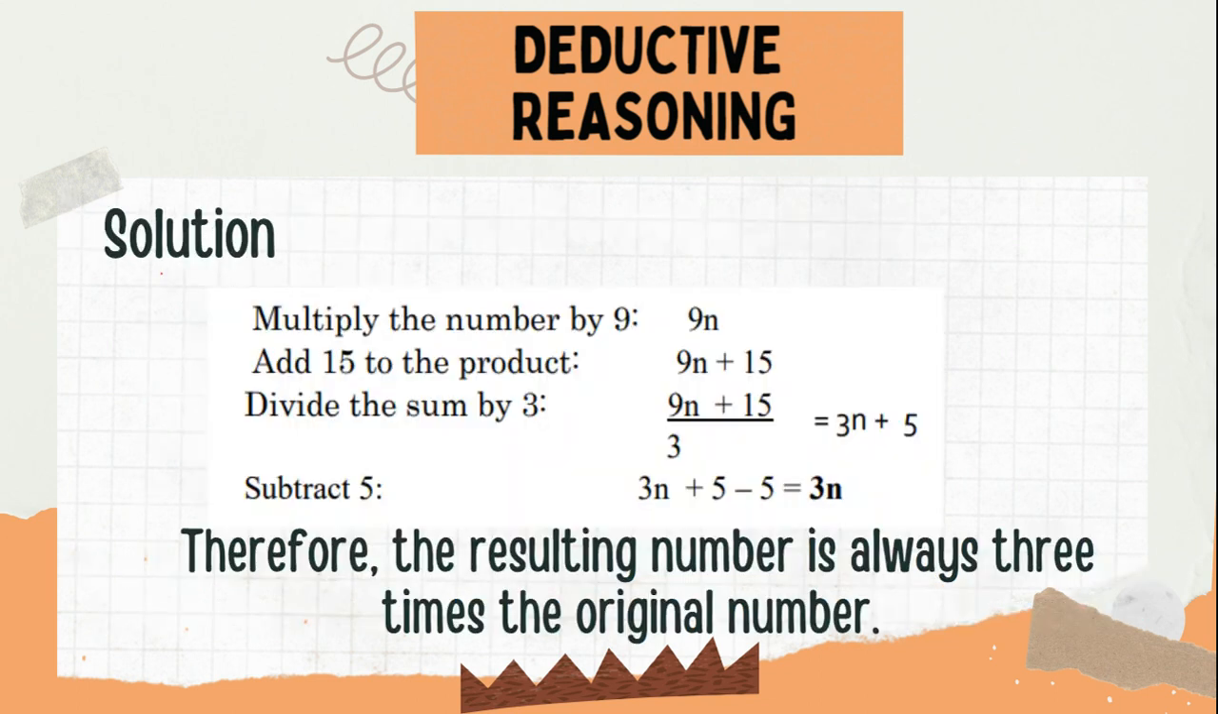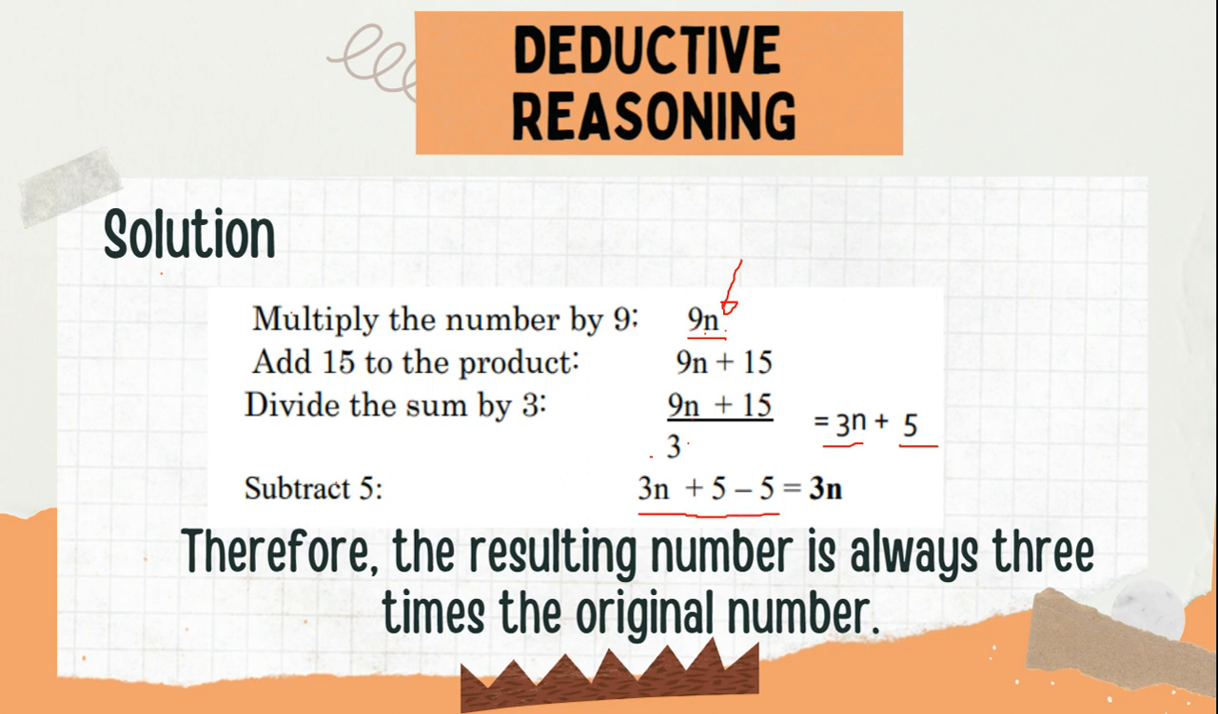So, solution, multiply the number by 9. So, 9n. So, ang n kay any number. So, again, we use algebra here kay para i-substitute tong number na imong i-multiply. So, 9n, then add 15 to the product. 9n plus 15, and divide the sum by 3. So 9n divided by 3 is 3n, 15 divided by 3 is 5. Ana. Then subtract by 5, 3n plus 5 minus 5.